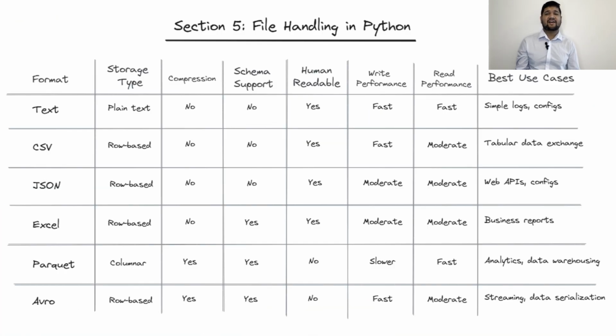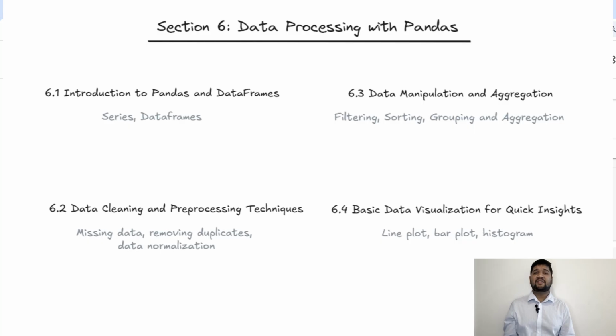In this section, text files are best for lightweight data like logs. CSV files are ideal for small to medium tabular data. JSON files are excellent for hierarchical or nested data. Excel files are widely used in business for reporting. Parquet files are perfect for large datasets due to their efficiency. Mastery of these file formats ensures that you can handle diverse data types, whether they are lightweight logs or massive analytics datasets. In section 6, we'll be discussing data processing with Pandas.